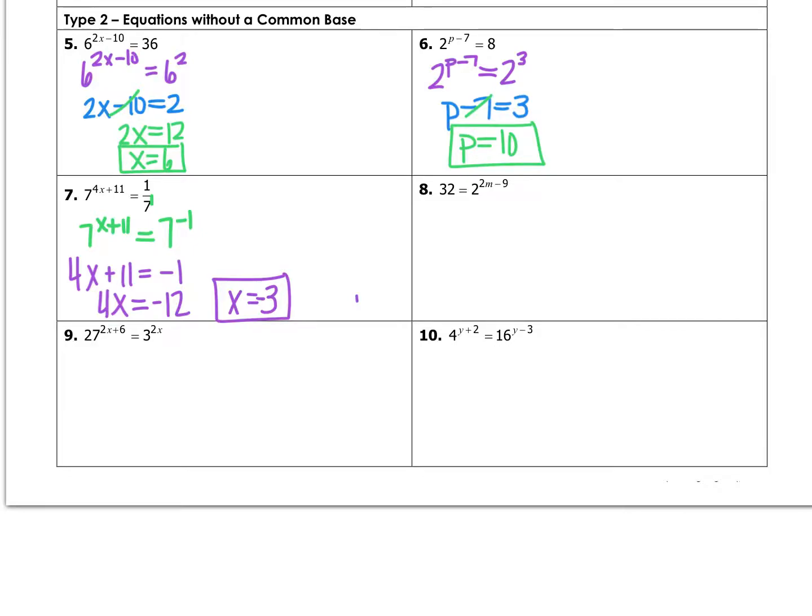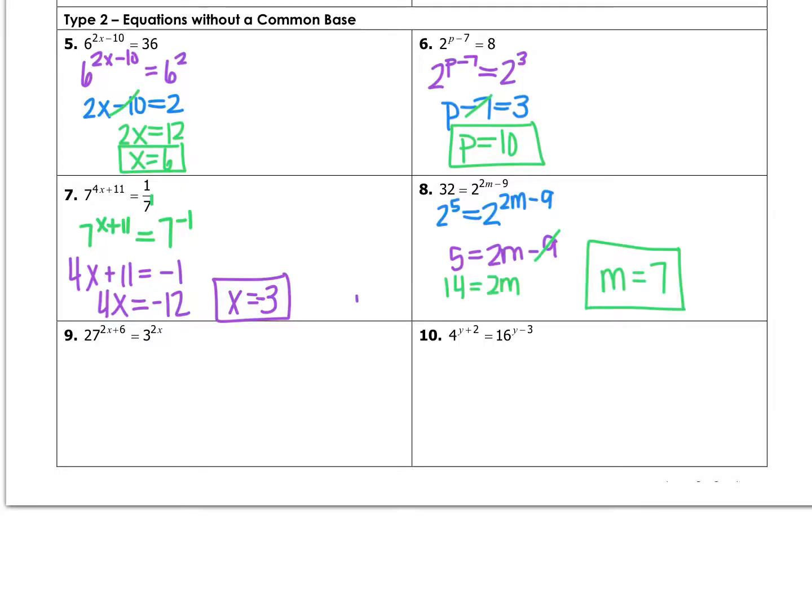All right, go ahead and pause the video, and I'd like you to try number 8 completely by yourself. All right, so for number 8, hopefully you were able to figure out that 32 is the same as 2 to the 5th, because 2 times 2 is 4, times 2 is 8, times 2 is 16, times 2 is 32.